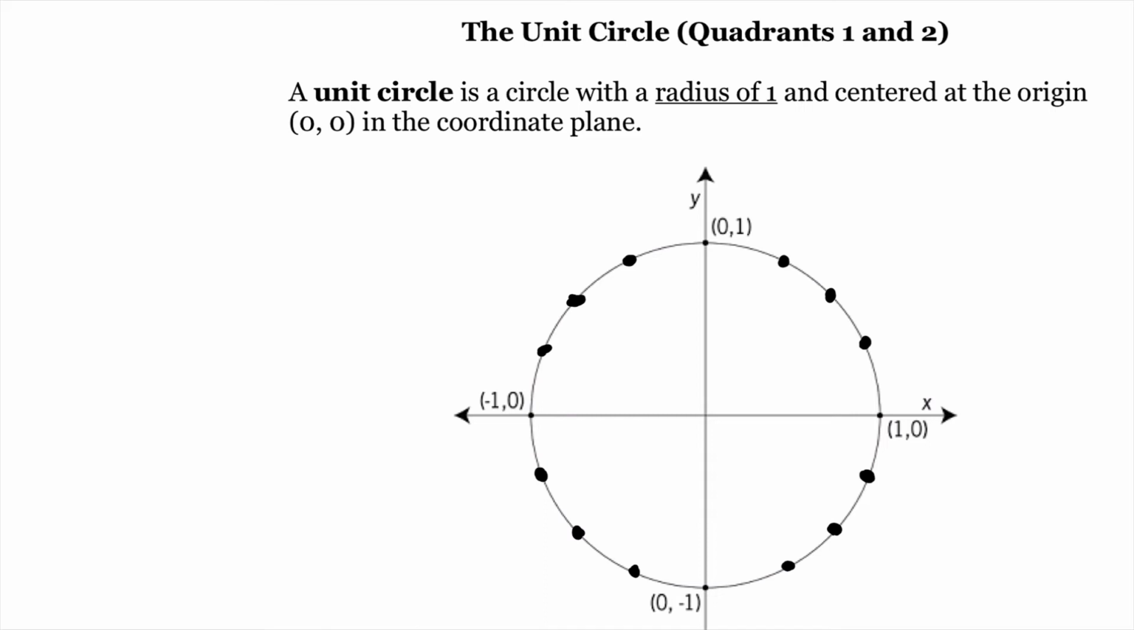The center is 0, 0. So it's kind of like a circle on top of a graph. That's what it is. Just a regular circle on top of a graph where the center is at 0, 0, the origin. That's what it looks like.